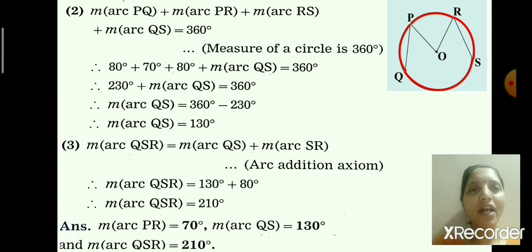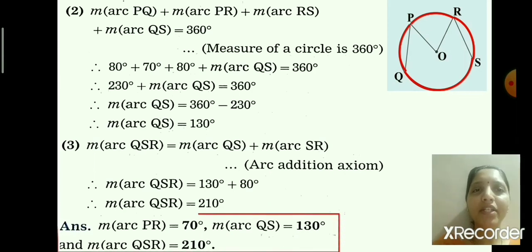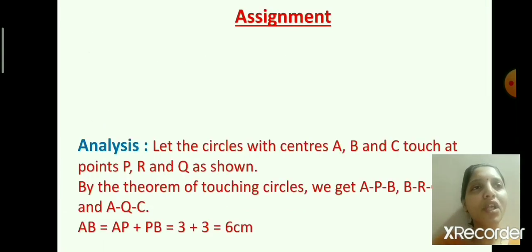Therefore, your final answer will be major arc PR is equal to 70 degree. Major arc QS is equal to 130 degree and major arc QSR is equal to 210 degree. Hence, we have solved this sum. Now, let's move on to the assignment.